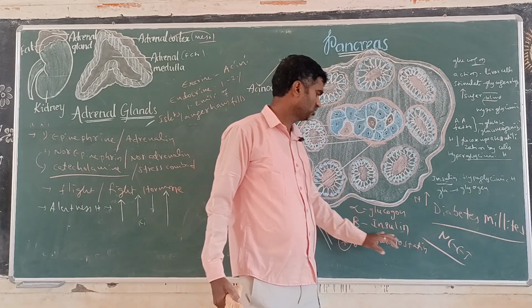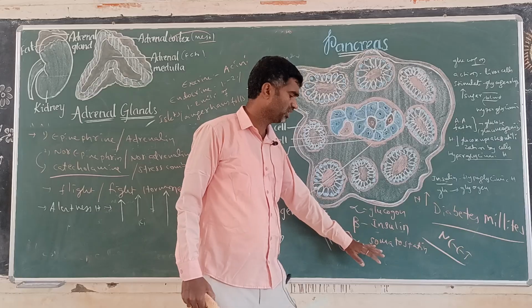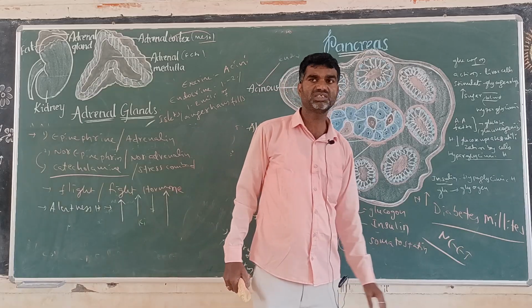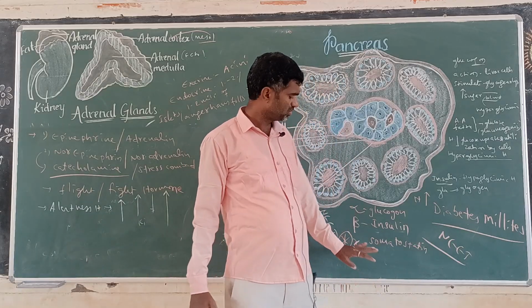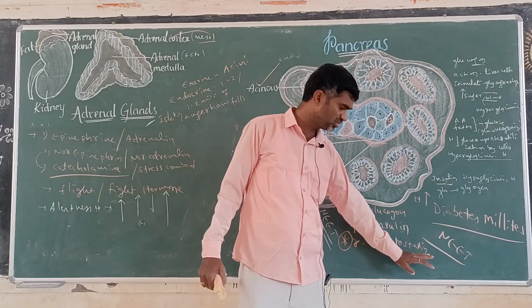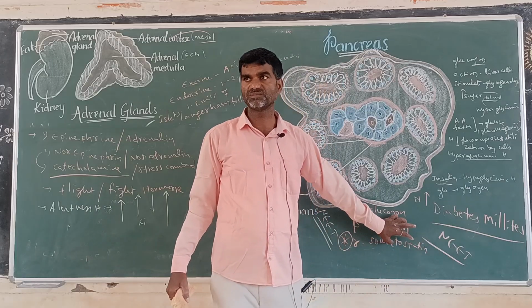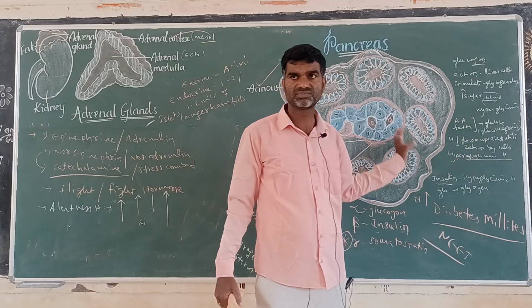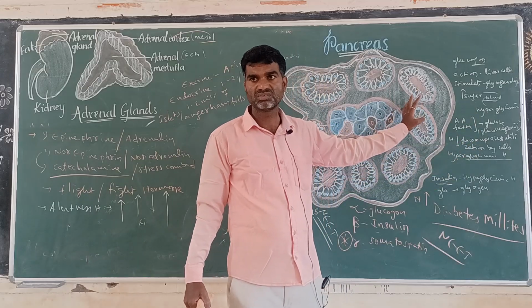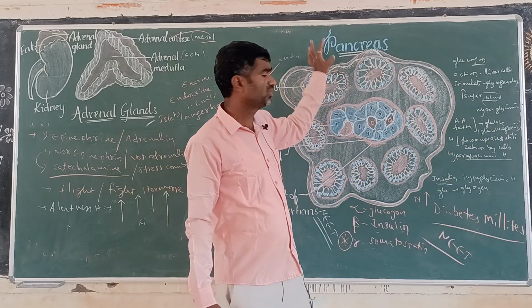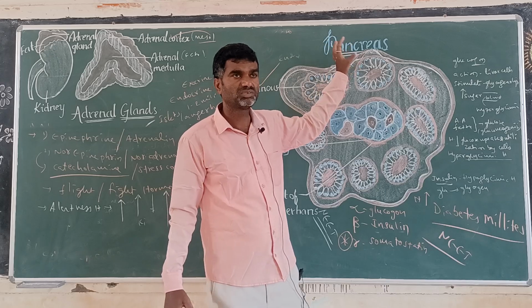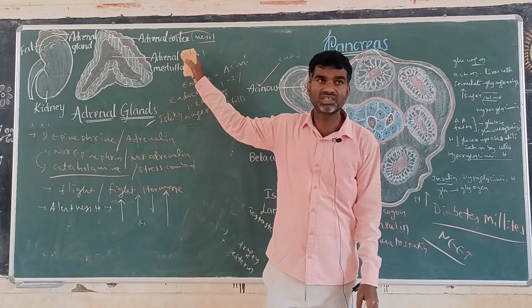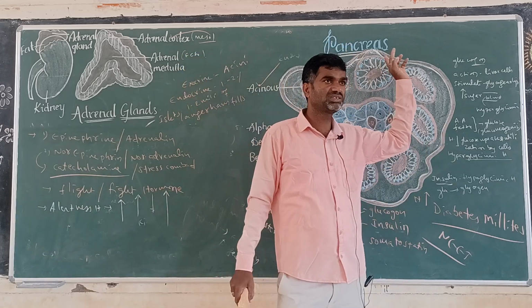Okay. So glucagon and insulin, and third is called the somatostatin hormone. So gamma cells are secreting the hormone, that is somatostatin. Okay. So this is your endocrine part. Okay, endocrine part. So this is about your pancreas. Today our topic is adrenal gland and pancreas.